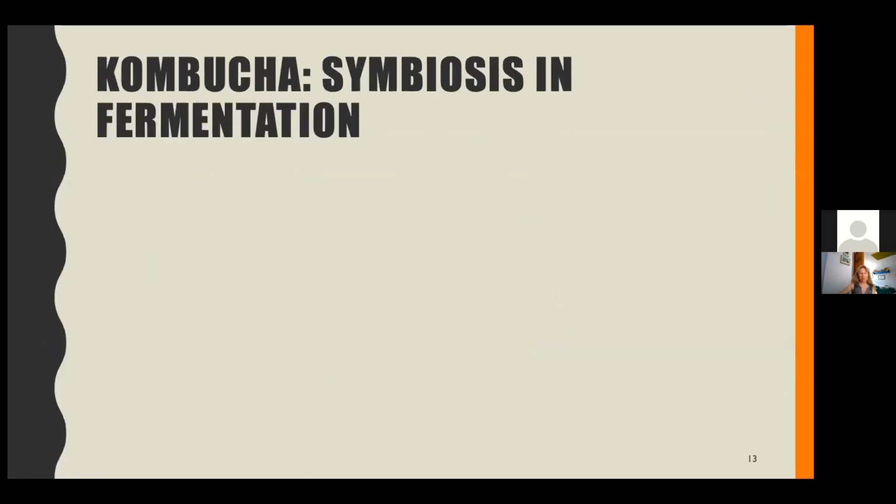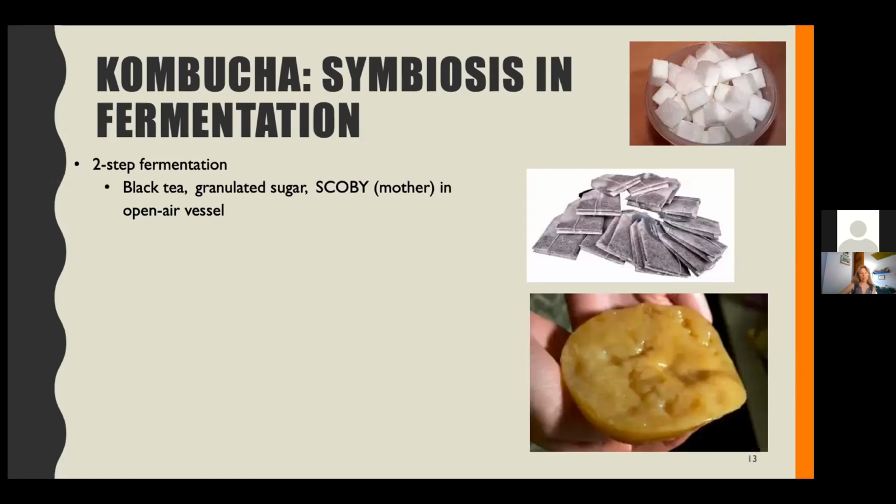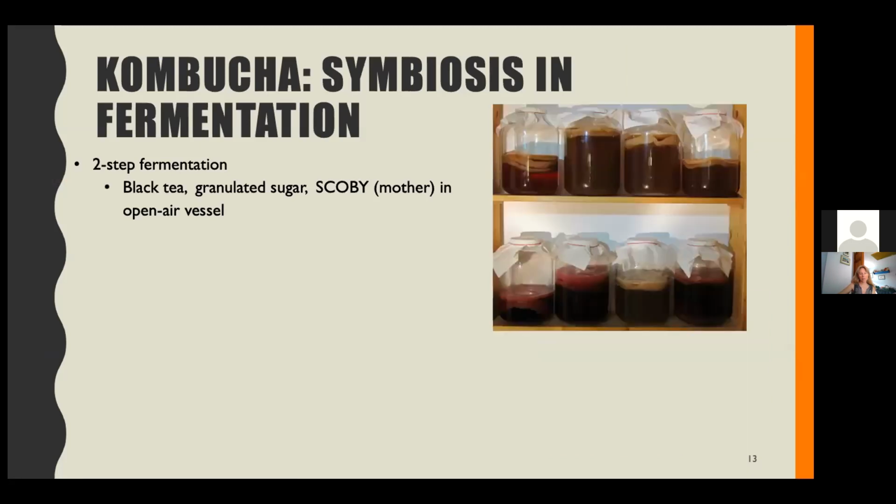Now we'll talk about kombucha, which is an ancient beverage from northern China. So kombucha is a really good example of symbiosis. That's when microorganisms or big organisms work together to form a community. So the basic recipe is very simple. It's a two-step fermentation with black tea, sugar, and the SCOBY, or the mother, in an open air vessel. So you probably have all these things in your house except for a SCOBY, but you can make one, which I'll talk about a little bit later.